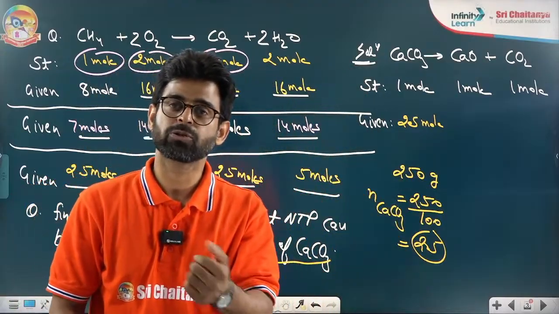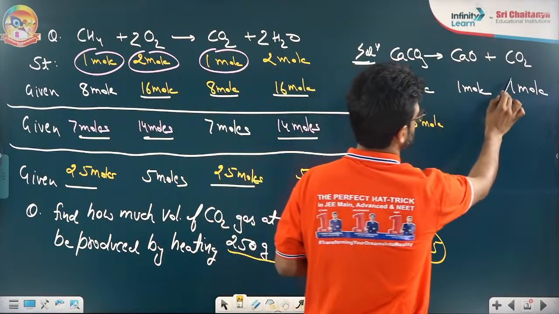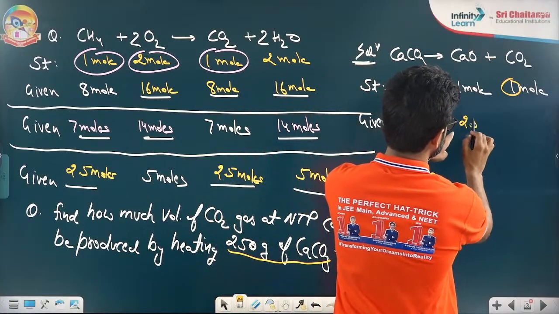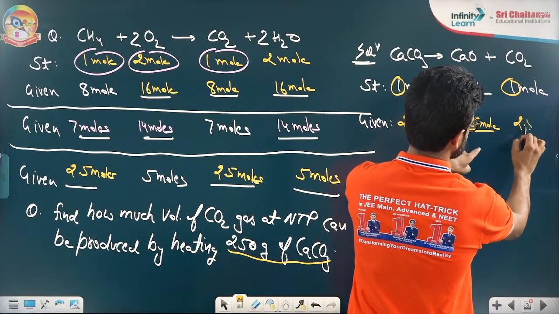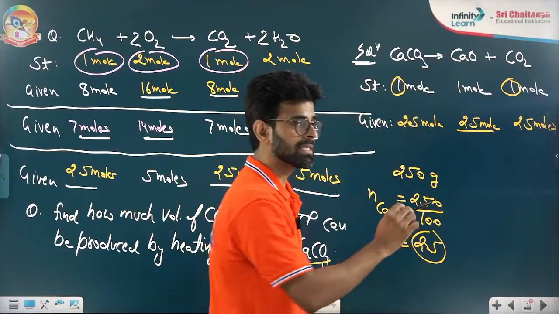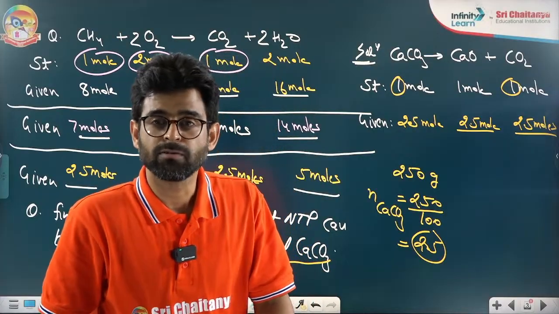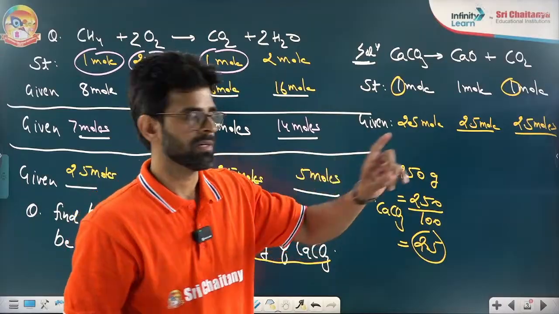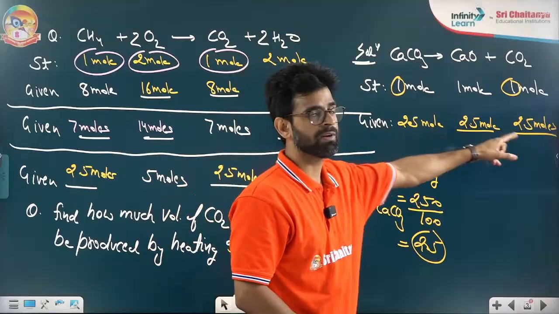Now apply our simple stoichiometry. Now I know that 1 mole gives me how many moles? 1 mole. So 2.5 mole will give me 2.5 mole, and it's also 2.5 moles. But in the question, are they asking me moles of CO2 or volume of CO2? I know the molar ratio, 1, 1, 1. If I take 2.5, it gives me 2.5, 2.5.